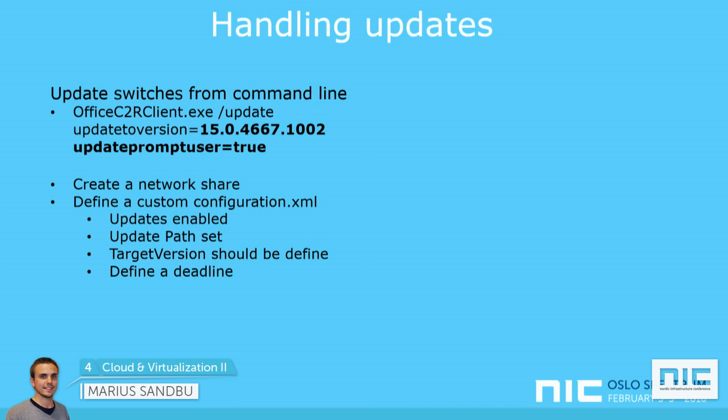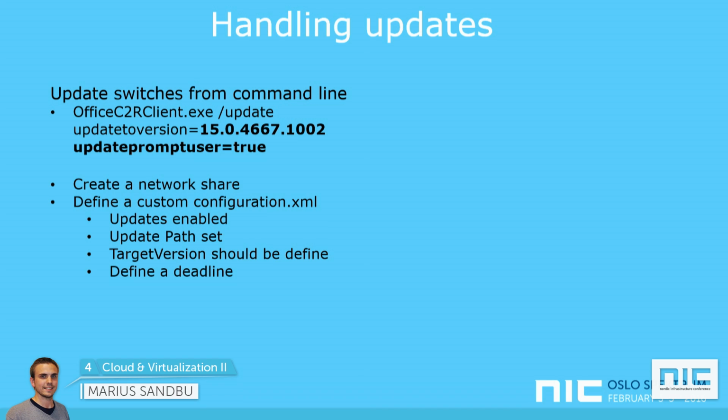But in most cases, we define a network share. We define a custom configuration XML file. We define a target version. We define updates enabled. We specify the path. Where should Office get the latest version from? And we define a deadline. When is the latest time the Office should be updated?